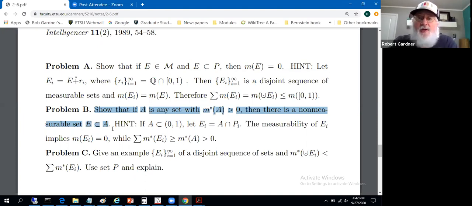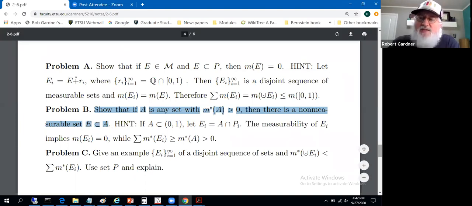Looks like they're everywhere. You take any set of positive outer measure, it's got non-measurable subsets. So that means these non-measurable sets, they're everywhere. The only way we could create them was with the axiom of choice. I wonder how many there are. I wonder what the cardinality of the collection of non-measurable sets is. While we're at it, I wonder what the cardinality of the set of measurable sets is, the sigma algebra of Lebesgue measurable sets. What's the cardinality of that?